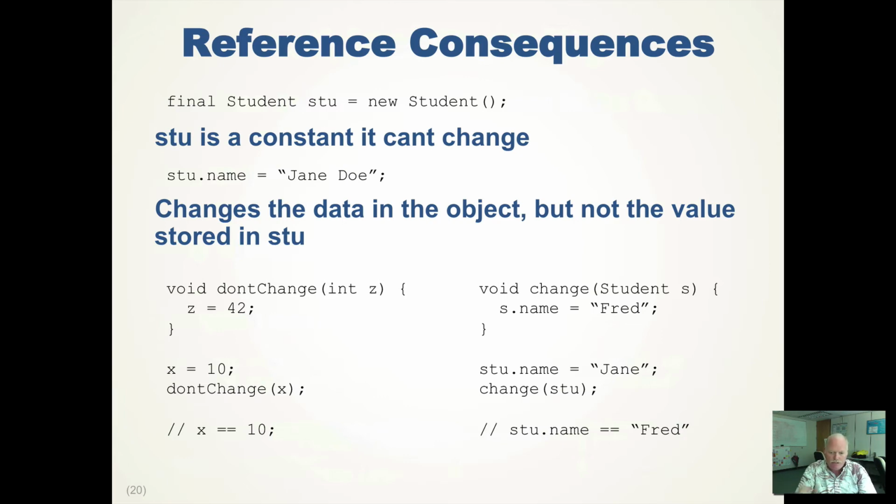But stu's name was updated. So once we're done, we will have changed stu's name from Jane to Fred. So there's one level of sort of indirection. We didn't actually change the parameter; it's the thing that the parameter points to, its value was changed.